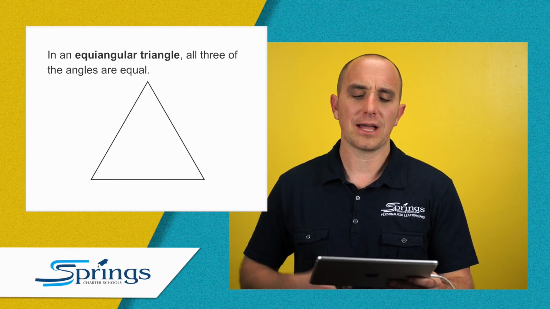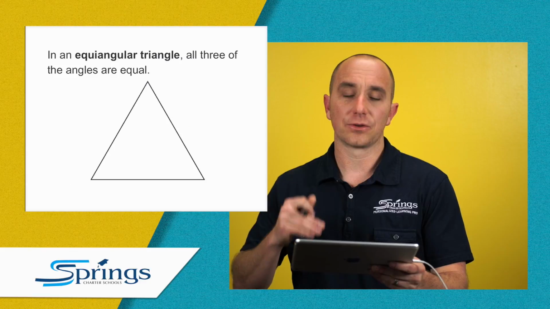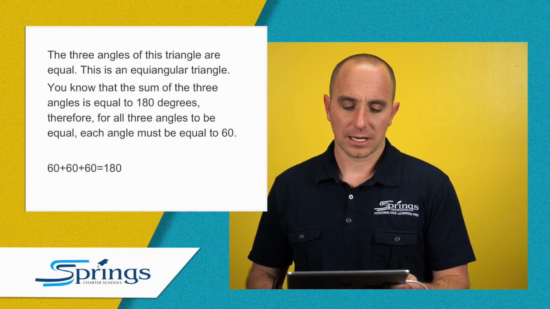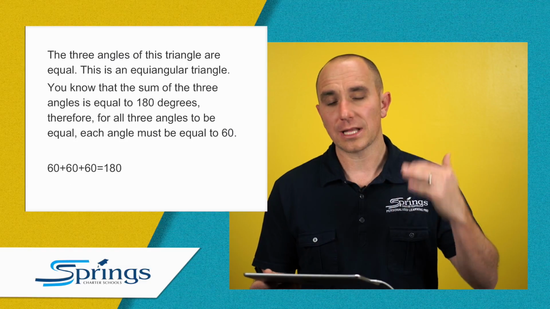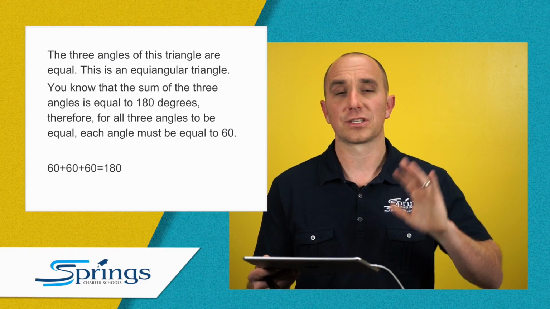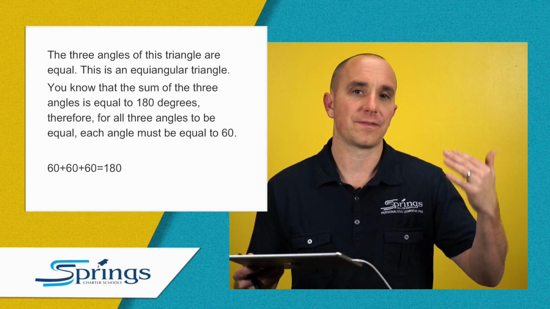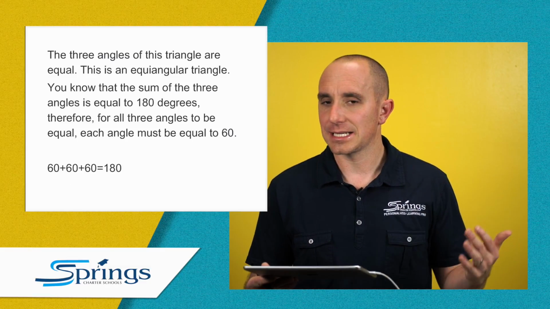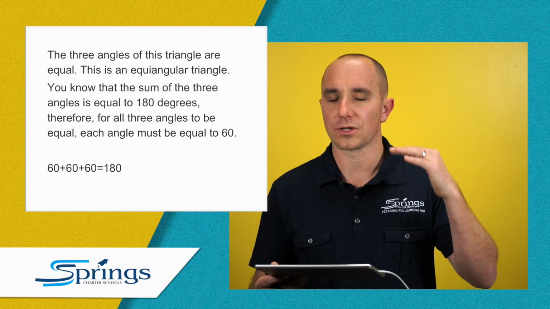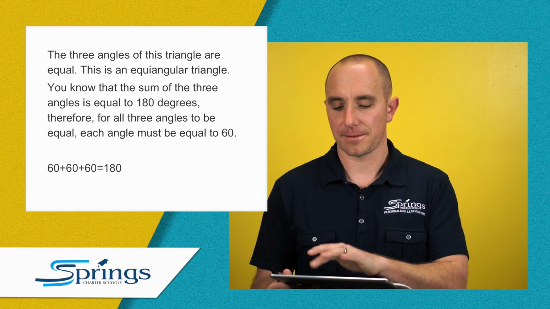All right, so in an equilateral triangle, all three side angles are equal. Okay, so the three angles of this triangle are equal. So in the equilateral triangle, you know that the sum of the angles is 180. And if you think about it, if I take 180 and I divide it by 3, I'm going to get 60. So all the angles are going to be 60.